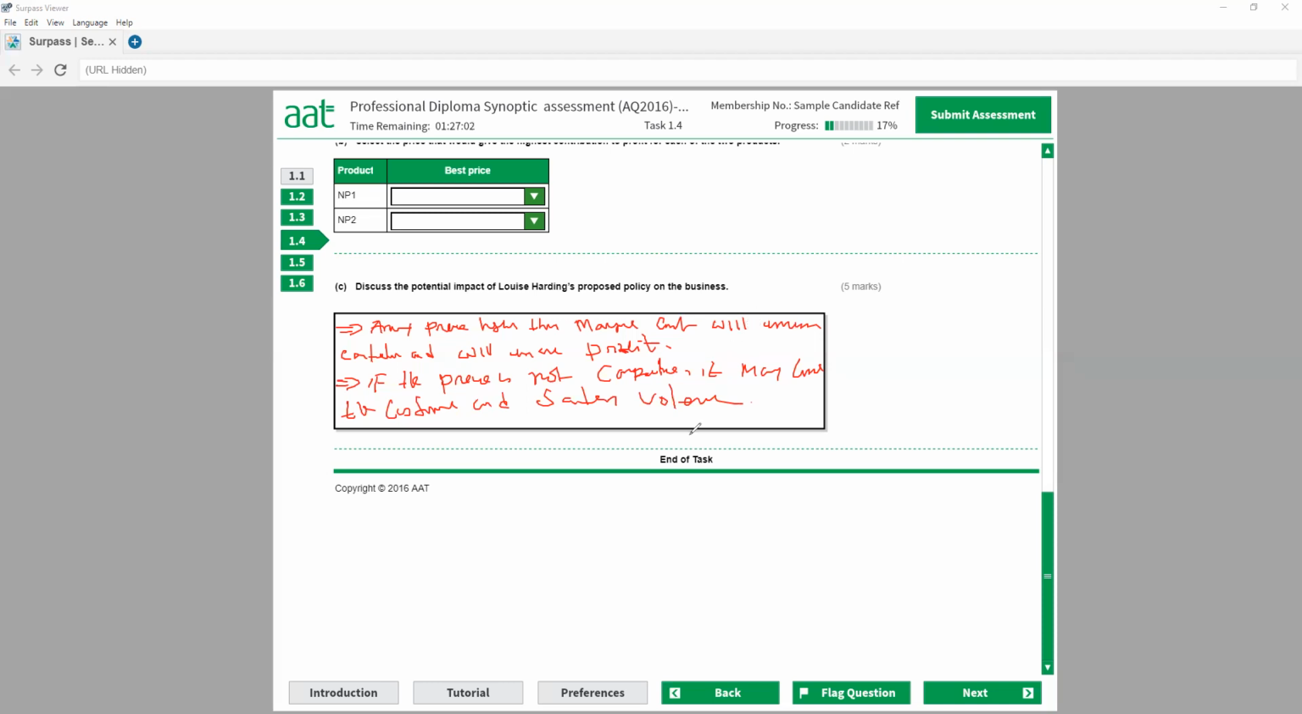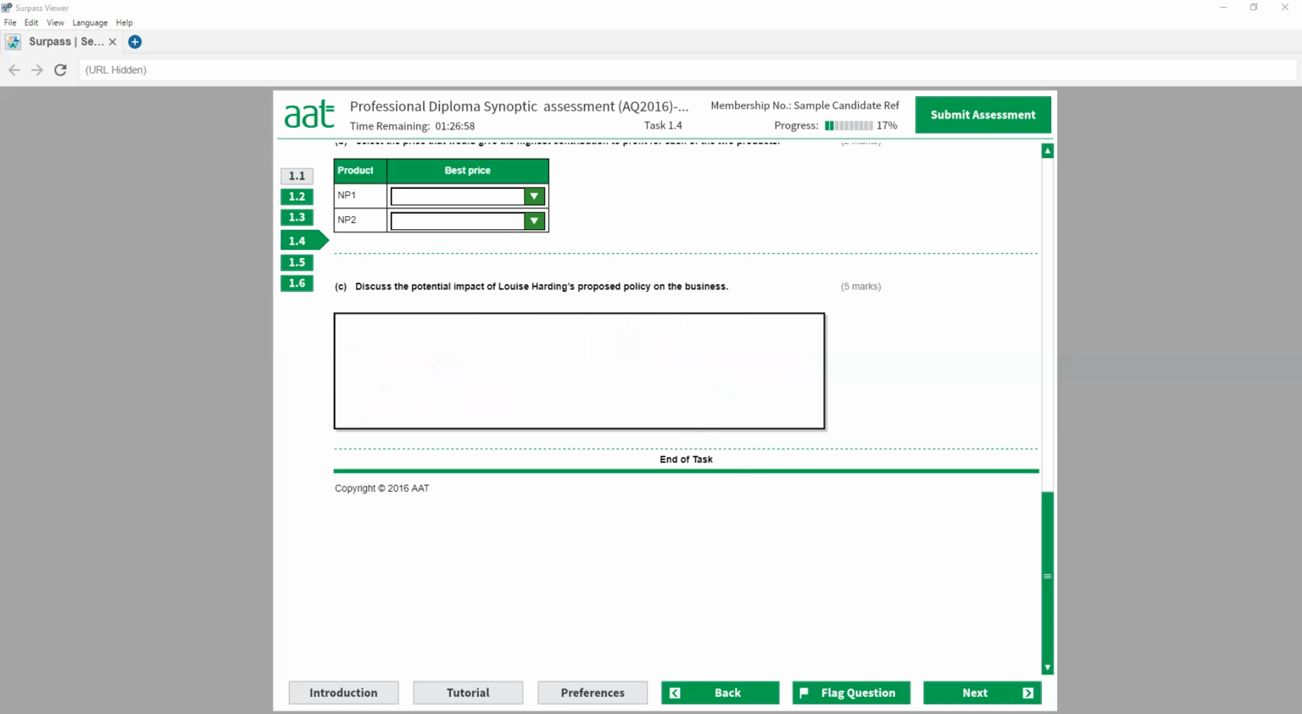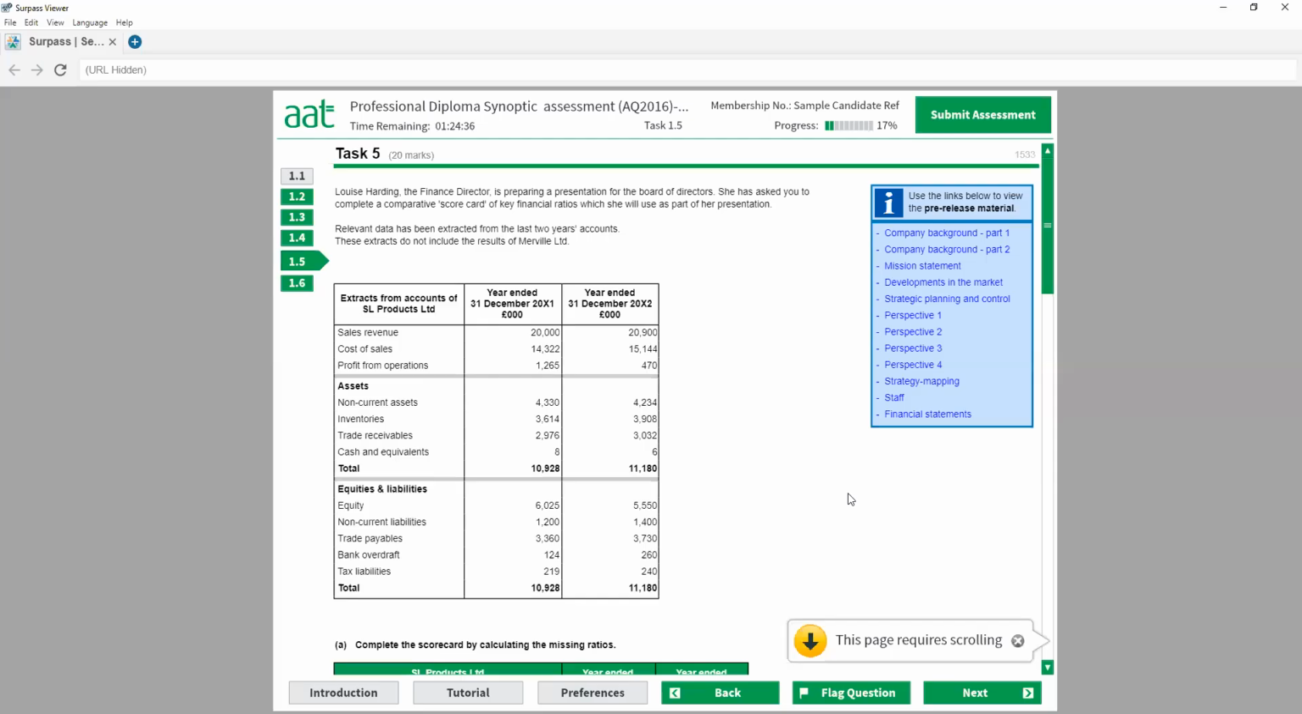All right, so this is the end of the question. Let's move on to the next question, task 1.5. In this question, task 5, we have to calculate the ratio analysis, and after that maybe we have to do some other interpretation or analysis based on the question requirement. So let's read this question.